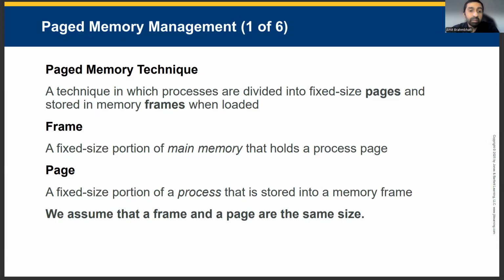Paged memory management. It divides processes into fixed size pages and divides main memory into frames of equal size. A frame holds exactly one page. This allows a process to be scattered across memory rather than occupying a single continuous block.